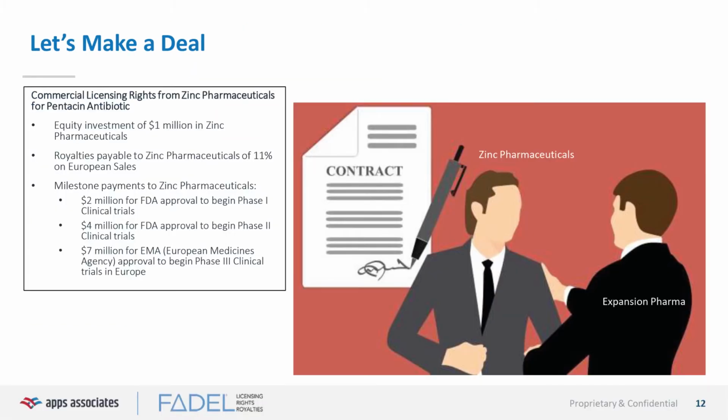So that was a lot. Let's just take a moment to talk about a typical use case scenario. And we have one here that we've defined. Just like the subject line says, let's make a deal. We have, in this scenario, two parties involved in this deal. We have Zinc Pharmaceuticals and Panancin Antibiotic.